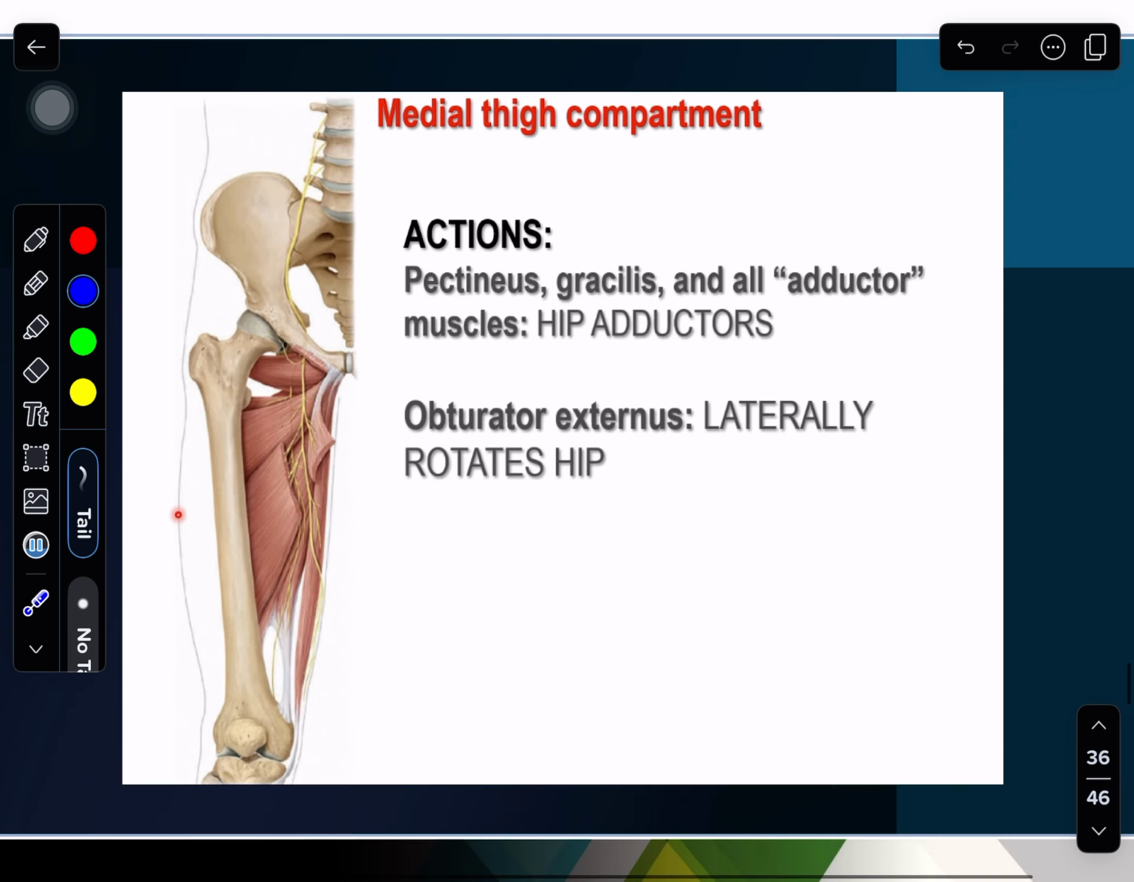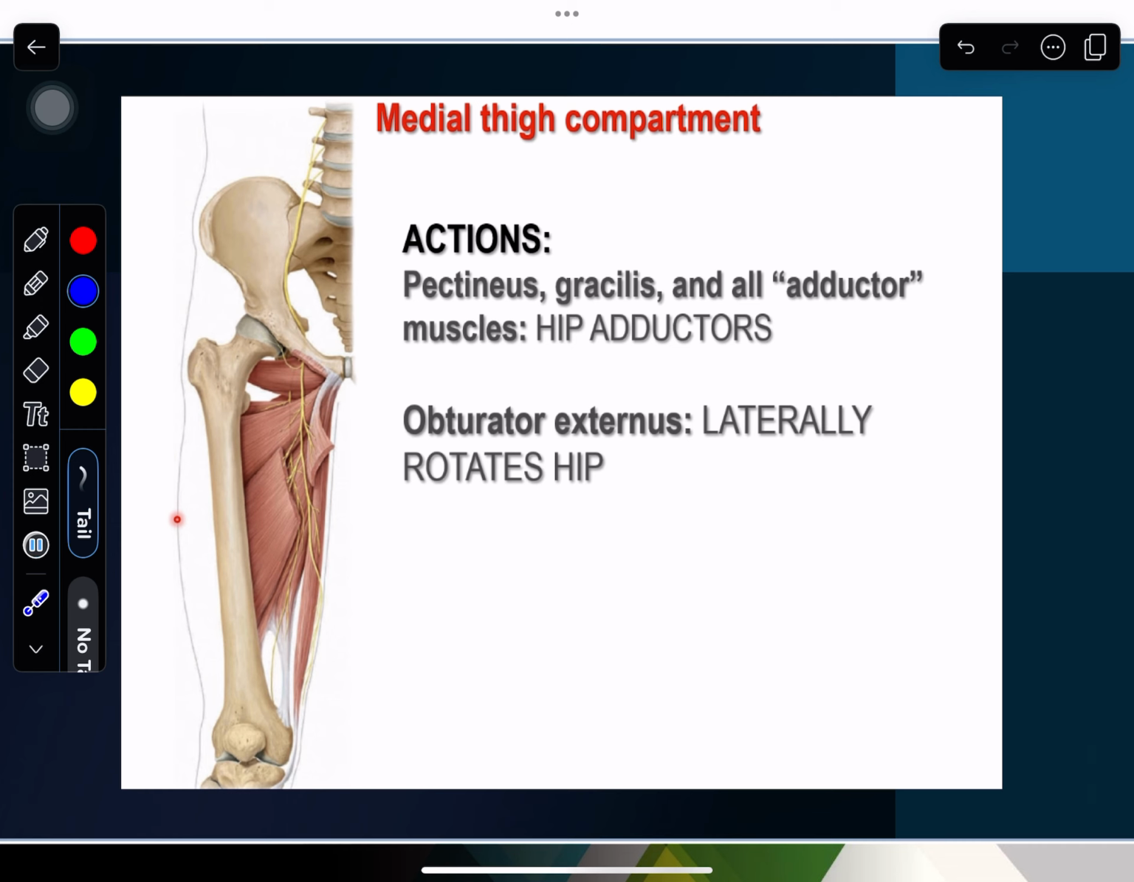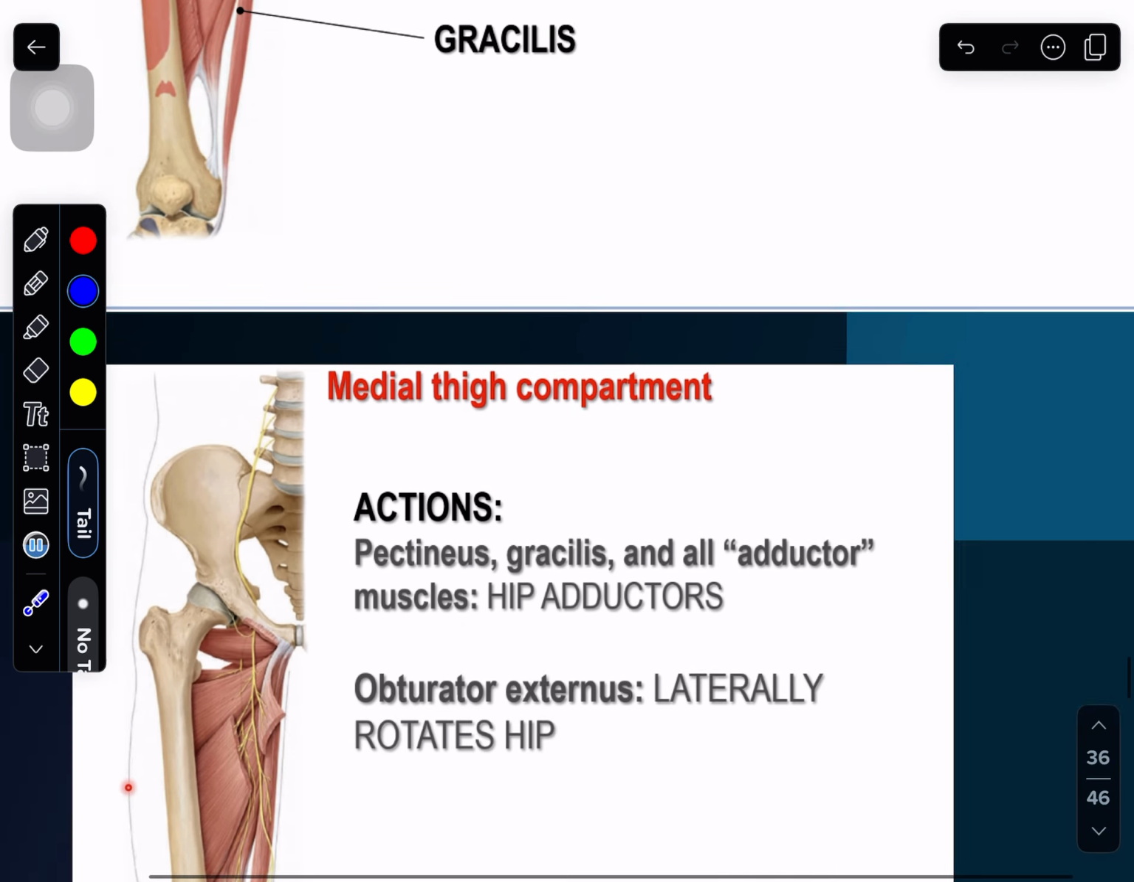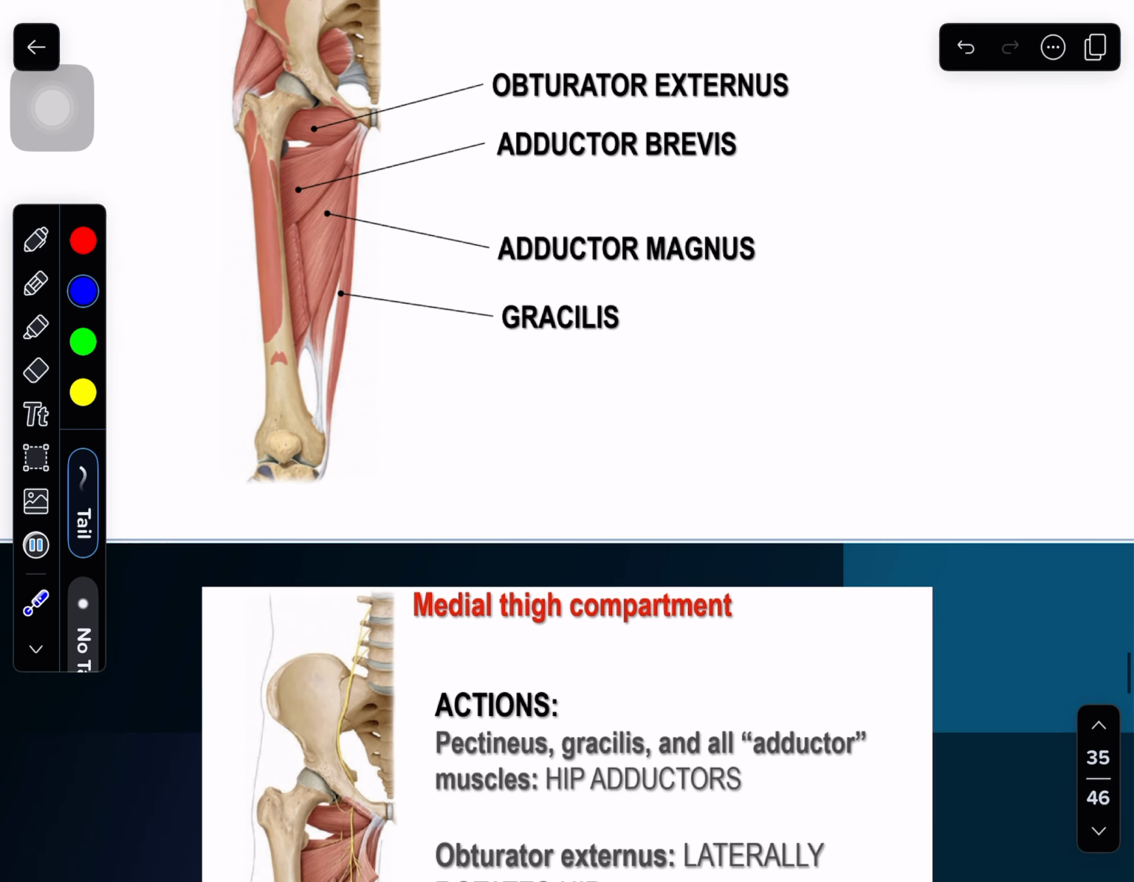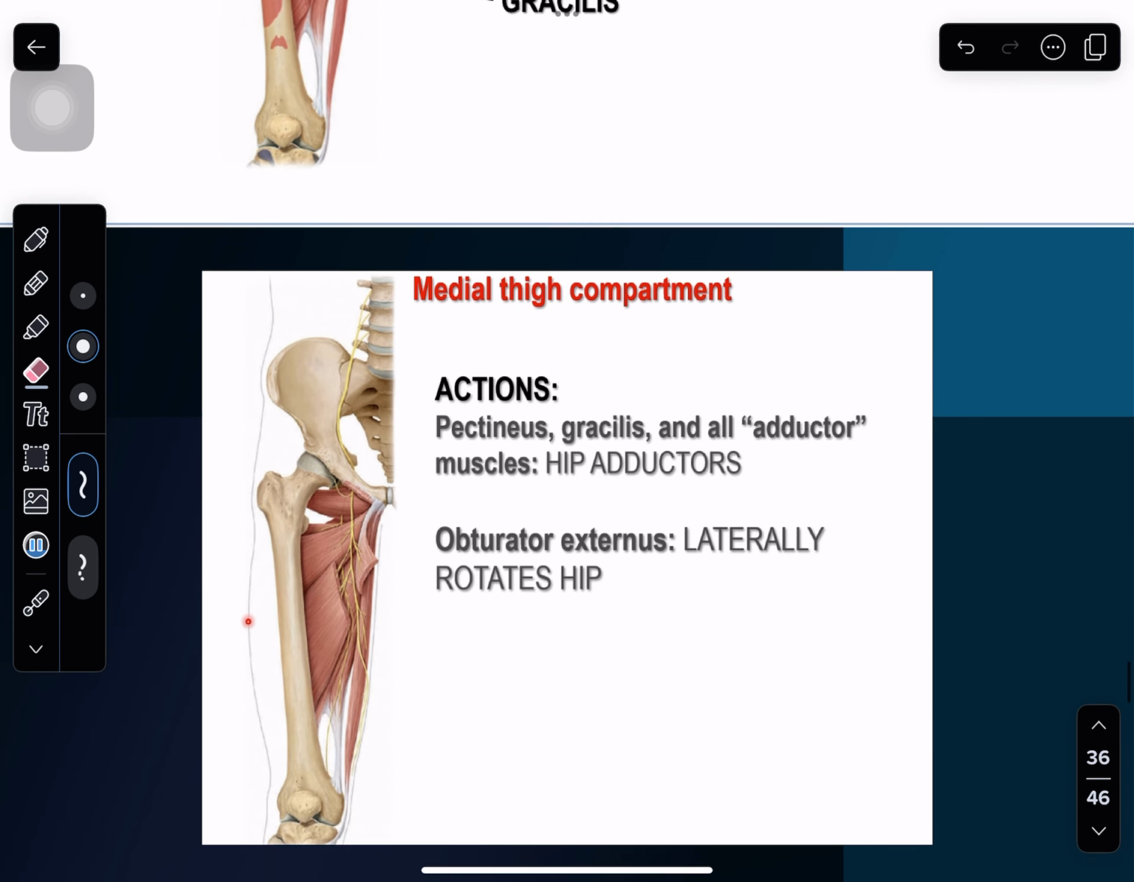Okay, so just to wrap up the medial thigh compartment, let's talk about what these muscles do. Your pectineus, your gracilis, and all of your adductor muscles, that would be your adductor brevis, adductor longus, and adductor magnus, are your hip adductors. And then our obturator externus as well. That's going to be a lateral rotator of the hip, right? So the pectineus, gracilis, and all your adductor muscles are going to be hip adductors, and your obturator externus is going to be laterally rotating your hip.